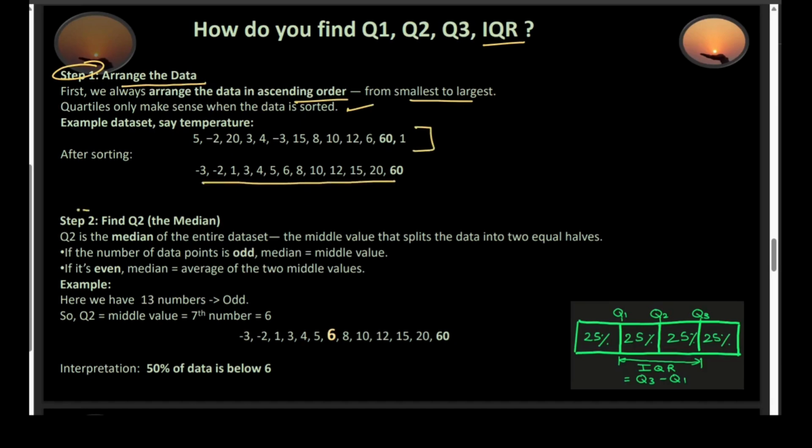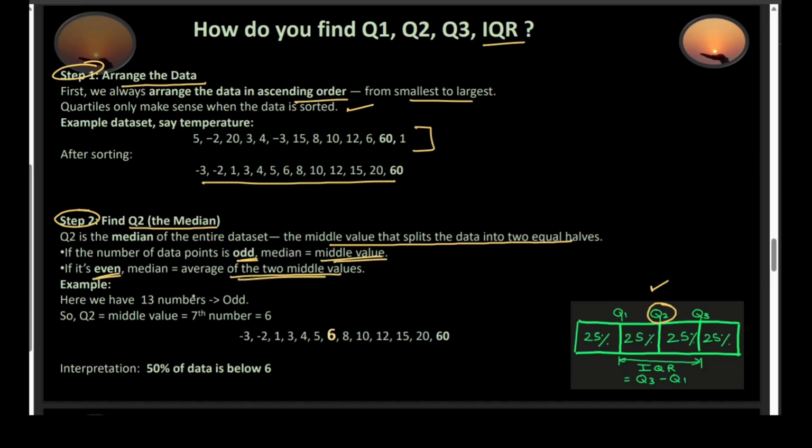That's your step one. Step two, find Q2, your median for the entire data set. The middle value that splits the data into two equal halves is going to be your Q2 right here. If you have an odd number of points, then your median is going to be the middle value. On the other hand, if you have an even number of data points, then your median is going to be the average of the middle values.